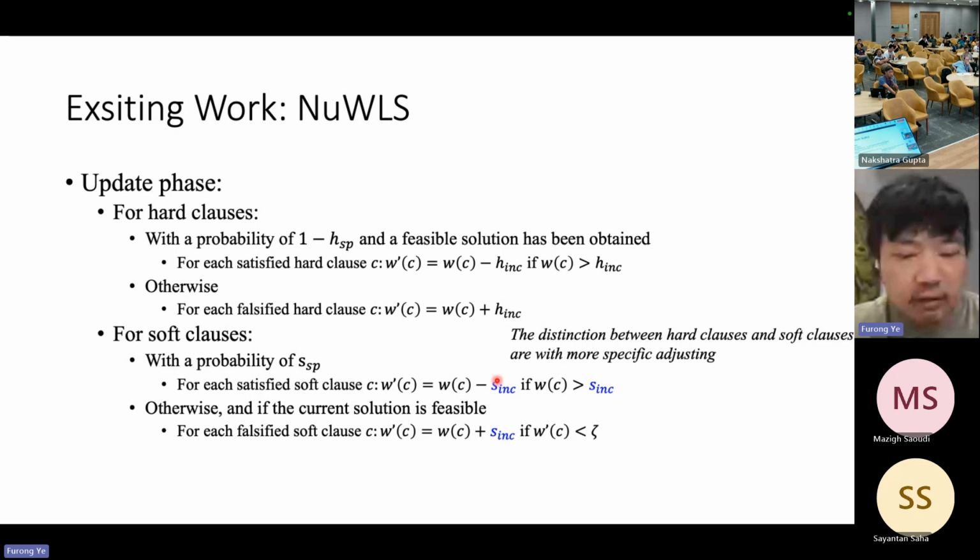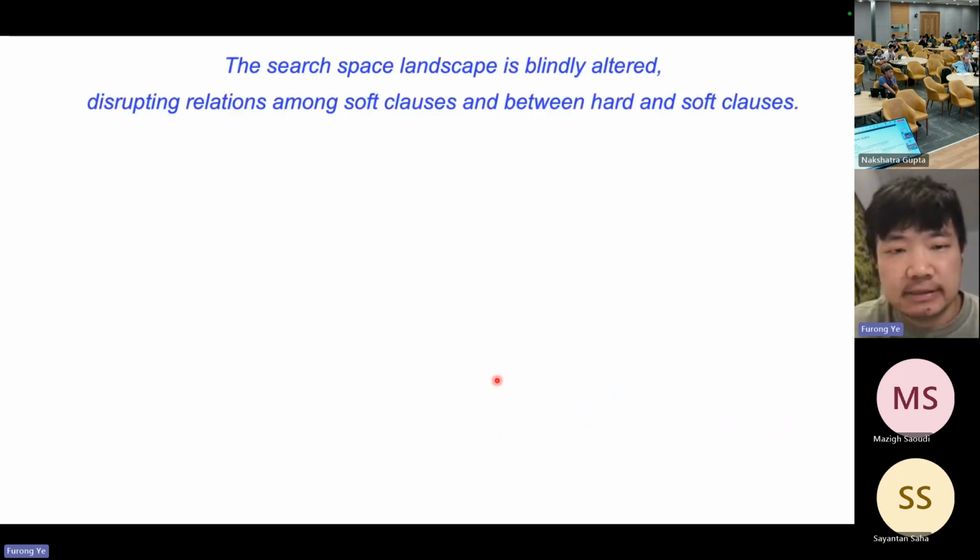And just thinking about this method, we think that based on this weighting scheme, the local search space is kind of blindly altered, because we increase or decrease the weights of each clause, and at one point we have no idea how it looks anymore. Because by adding these parameters, these factors, the relationship among soft clause weights and also the relation between hard and soft clauses will be completely altered at one point. Then it will be completely disrupted.